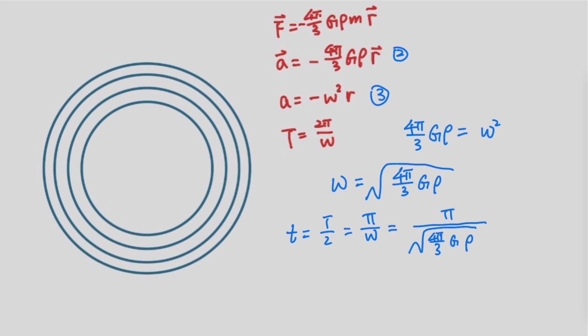Notice that rho is the density of the Earth. We know that the Earth is not uniform, so I take the density of the Earth as the density of rock, which will be 6,000 kilograms per meter cubed. That will give us around 40 minutes for the final answer.